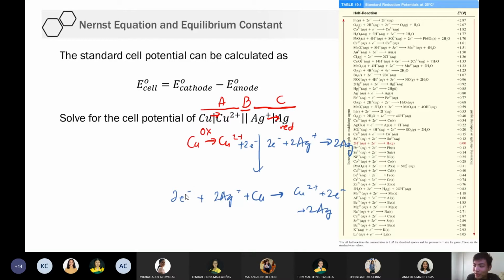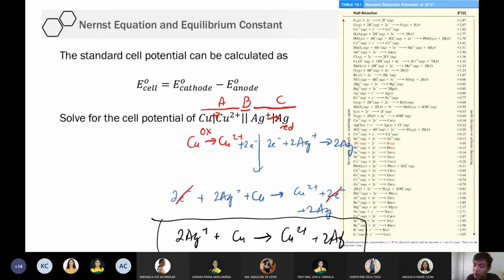Okay. So yung electrons, pwede mo yun i-cancel. You have 2 electrons here, 2 electrons there. So you can cancel that. And your final equation will look like this. 2Ag plus Cu producing Cu2 plus and 2Ag. Okay? But take note that 2 electrons ang ginamit natin for the reaction. And that is important later. Don't forget that. Okay?